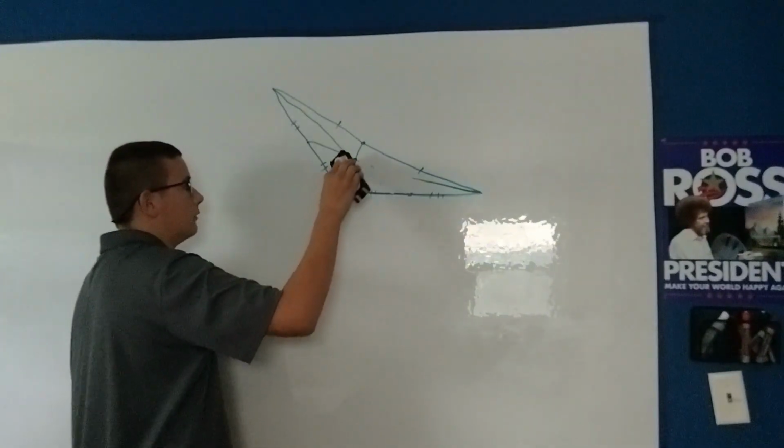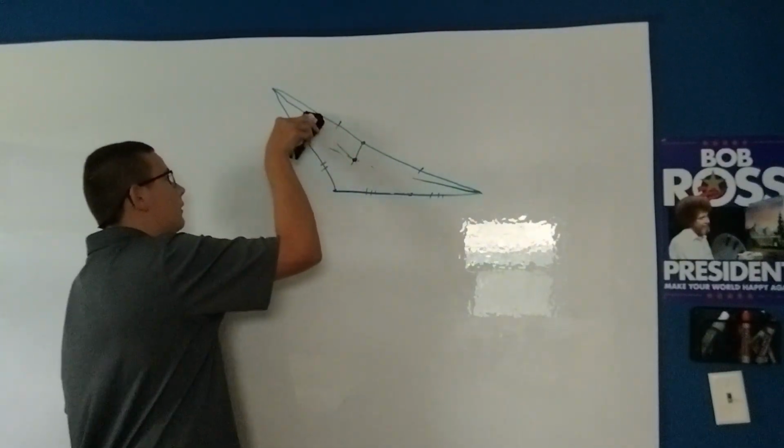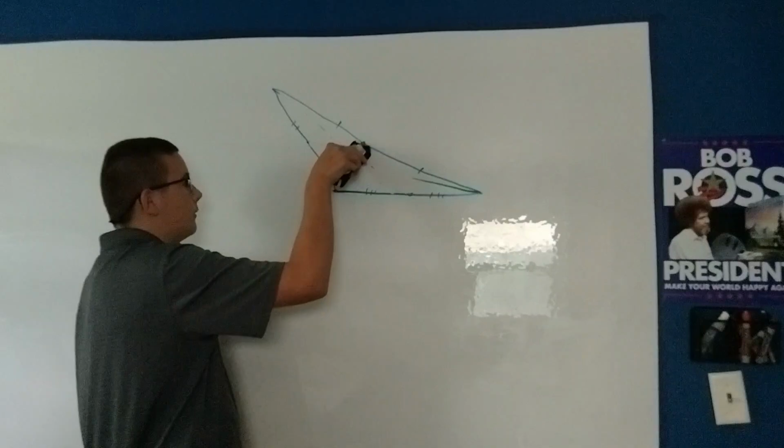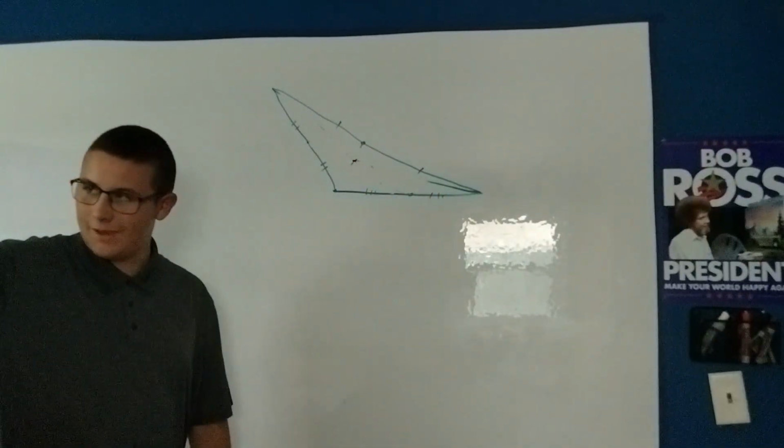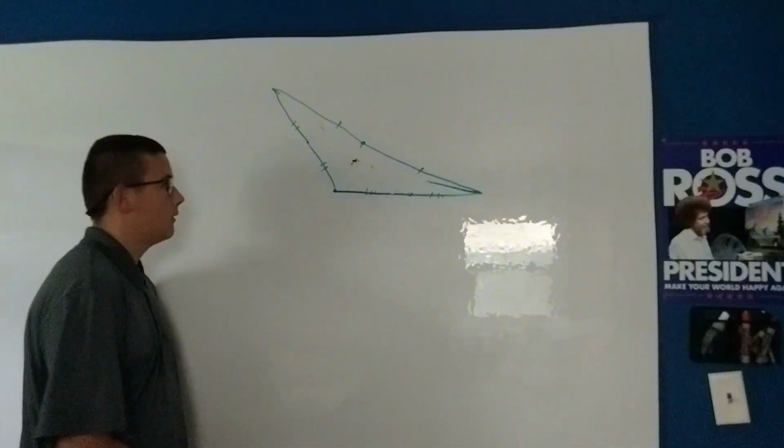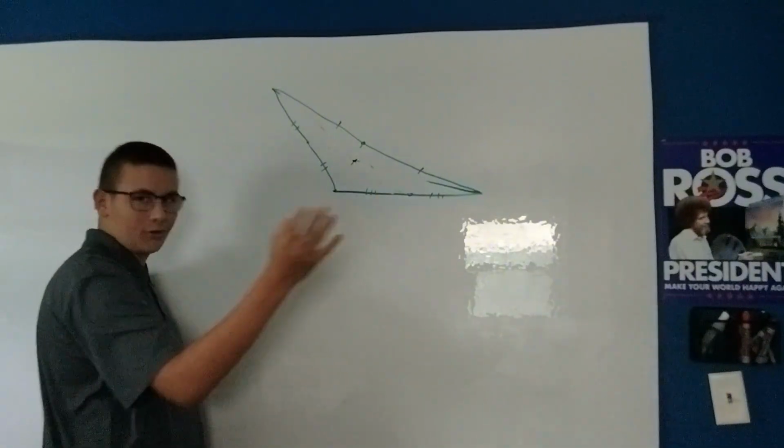My dog chewed up my whiteboard eraser today. Got in here somehow. So I'm using a chalkboard eraser because I have a chalkboard on that other wall, and it doesn't work quite as well.